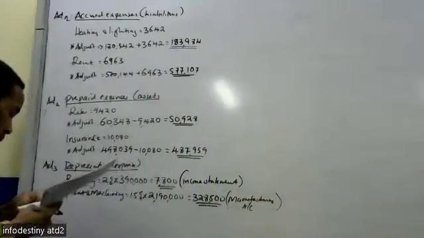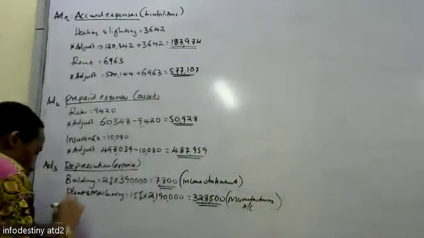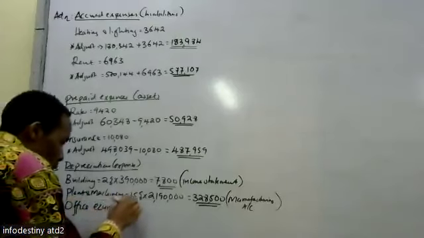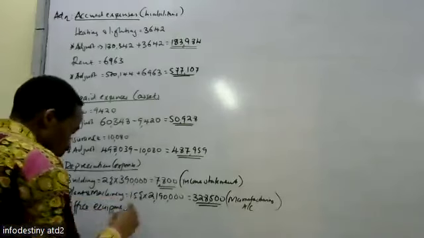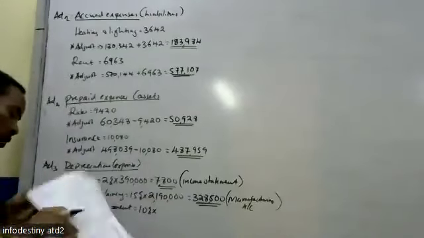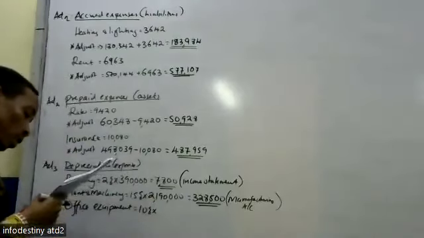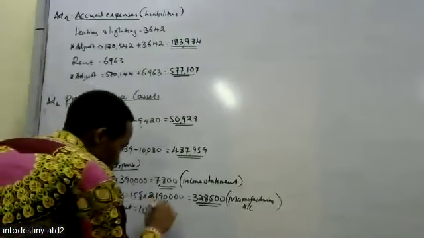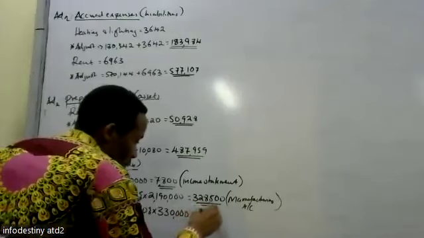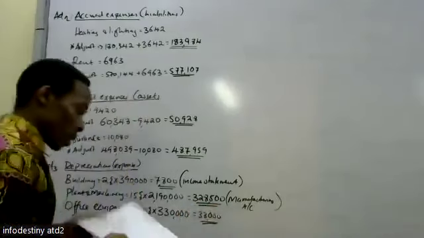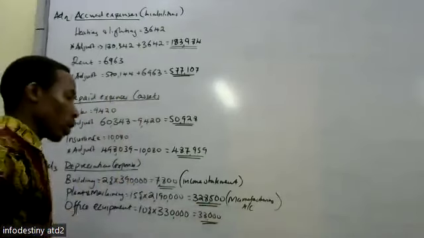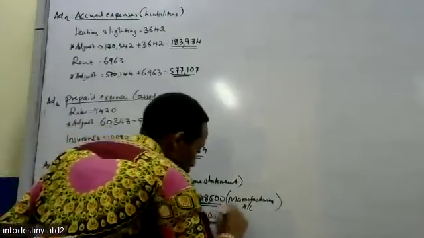Then number 3, we have the office equipment. We have been told it is 10% on cost, and the cost of the office equipment is 330,000. So this is 33,000. It has been classified to administration. That means it should be recorded under the income statement.